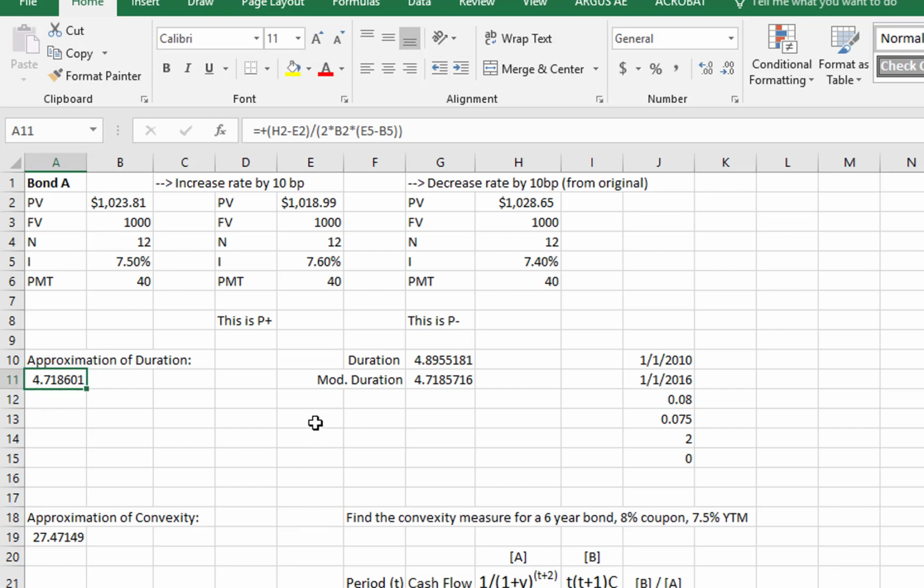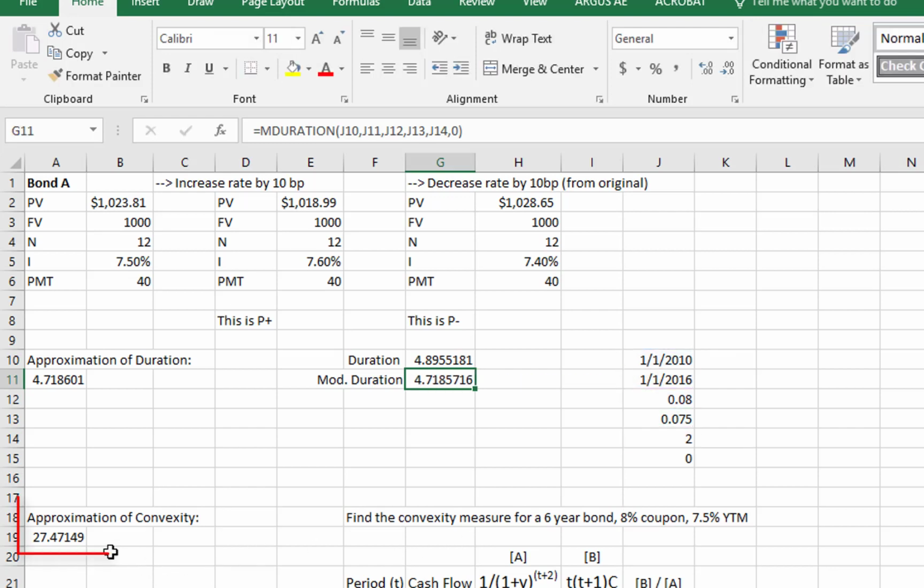I want to show you how close that is. If I calculate the modified duration using the function in Excel, I would get 4.7186 if we rounded it to 4 decimal places, 4.72 at 2 decimal places, which is exactly what we've had all along. So our approximation of duration is very close indeed.